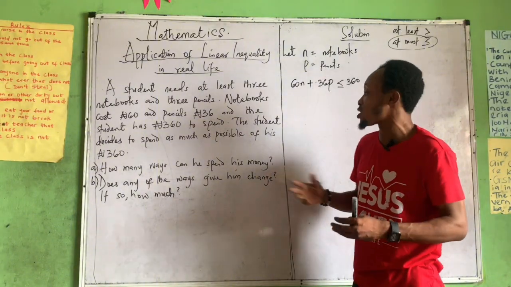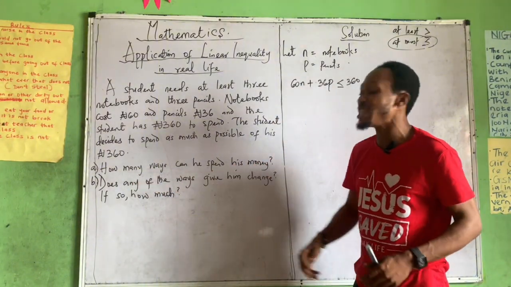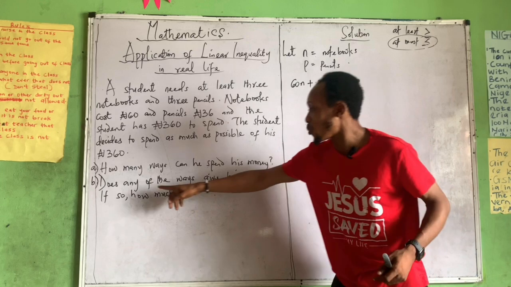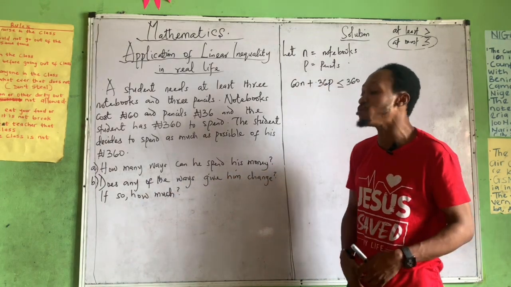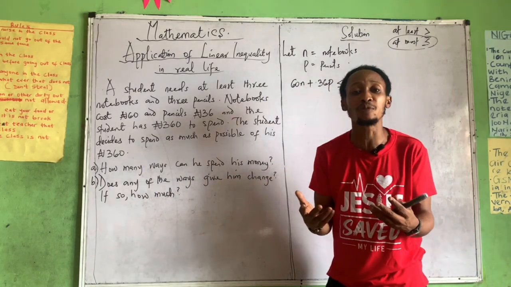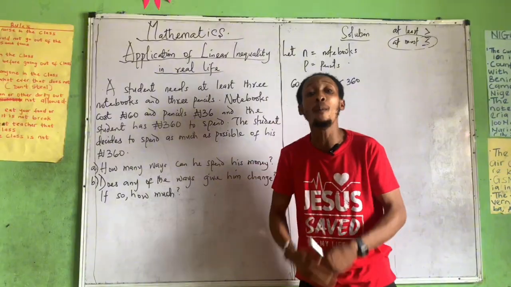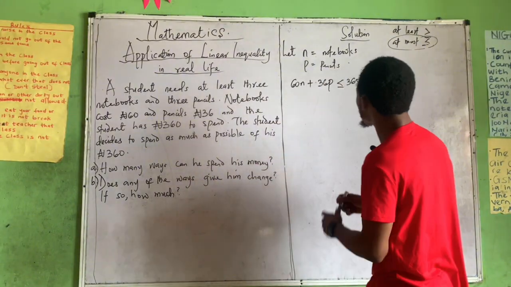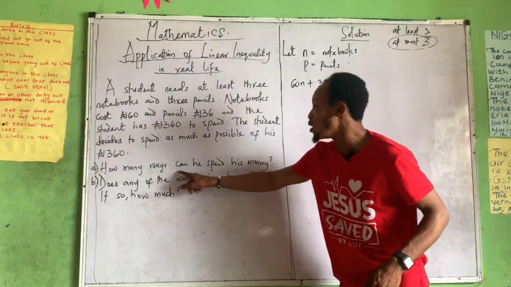So we want to see, number one, how many ways can he spend his money, and then number two, does any of the ways give him change? And if it gives him change, how much change is he going to receive? So let's look at number one, how many ways can he spend the money?